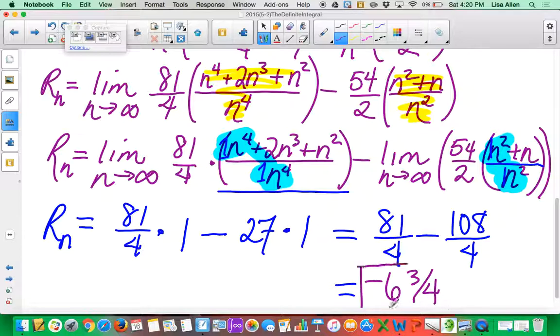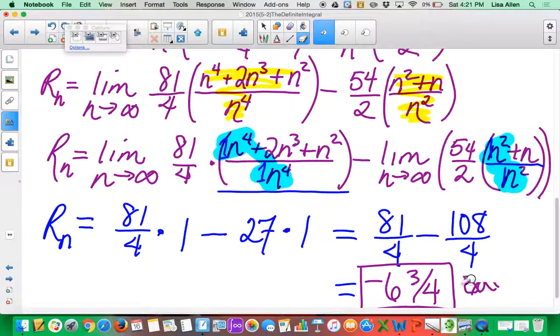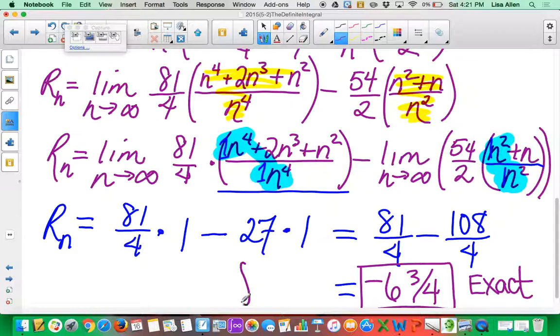So negative 6 3/4 is our exact answer to the question for the definite integral for part B. What is the definite integral? This is exact. I feel like my pen is really not in sync. So this would be the integral from 0 to 3 of x cubed minus 6x dx.